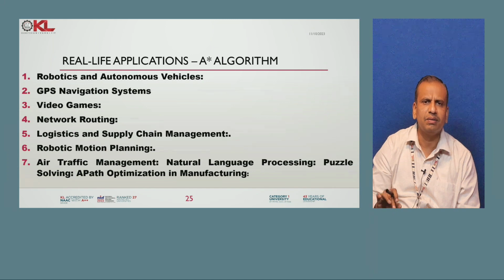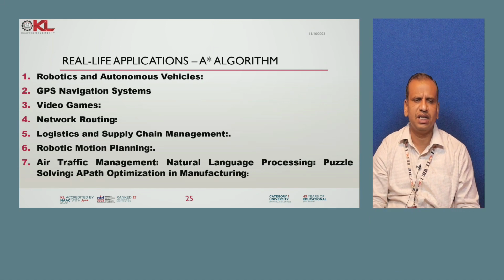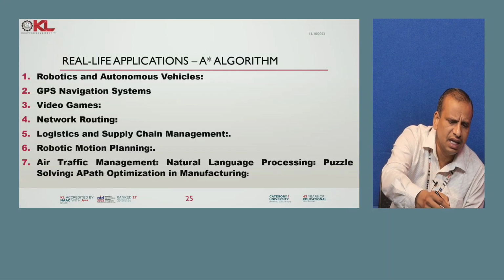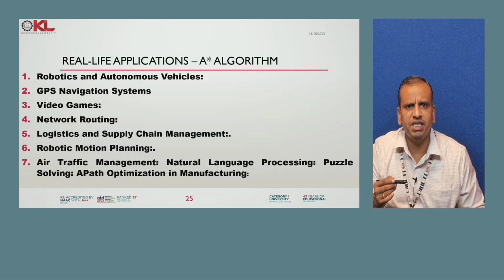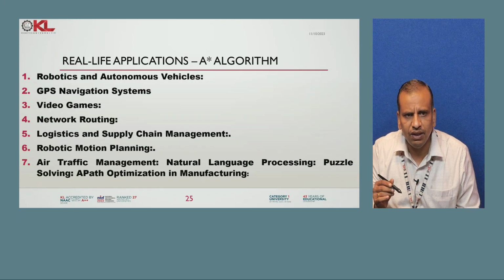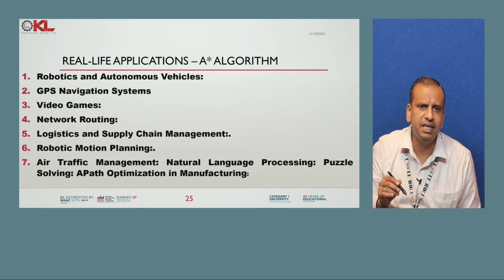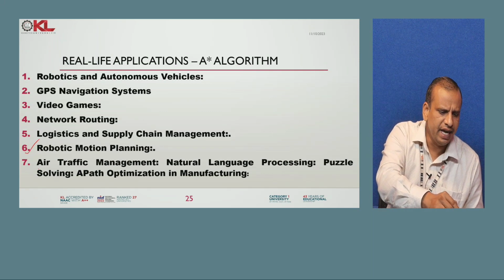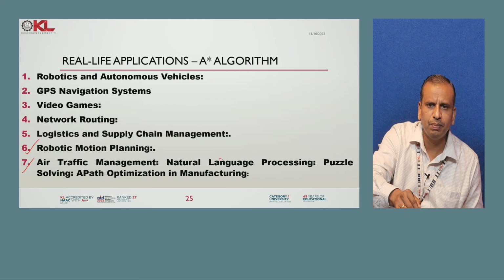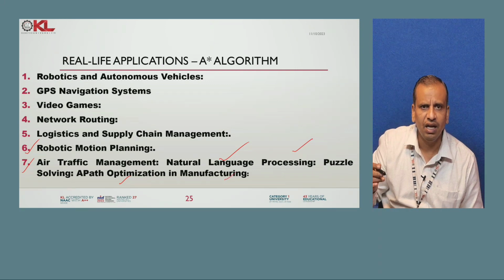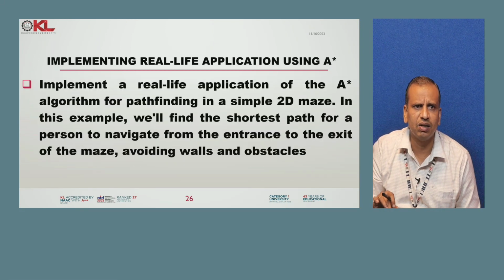What are the applications we use? The A star algorithm is used in different applications like robotics and automation vehicles, GPS navigation systems, video gaming, network routing, logistics and supply chain management, robotic motion planning, air traffic management, natural language processing, puzzle solving, manufacturing, and these are all different applications of the A star algorithm.